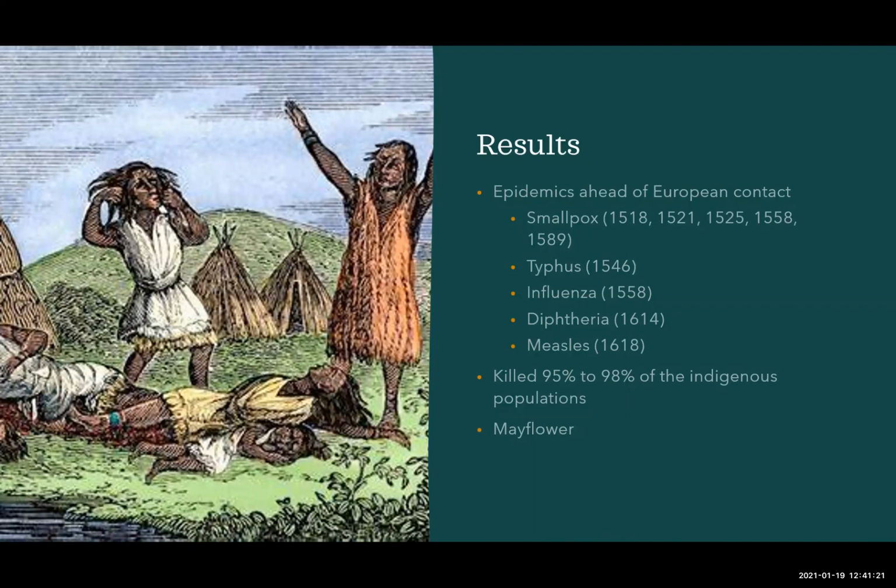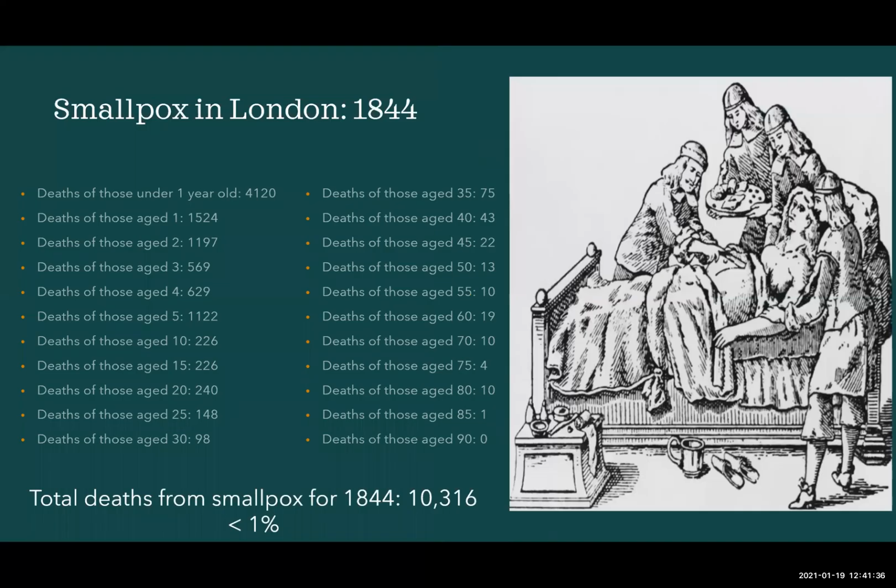However, smallpox was devastating to Native populations. It killed 95 to 98% of the indigenous population, and this is even prior to the Mayflower. Smallpox deaths in Europe were pretty high as well, but it wasn't killing 95% of the population because in Europe, everyone was already exposed.